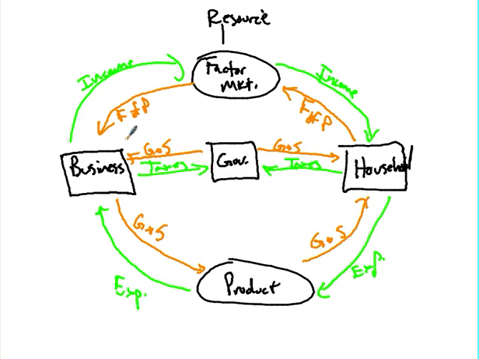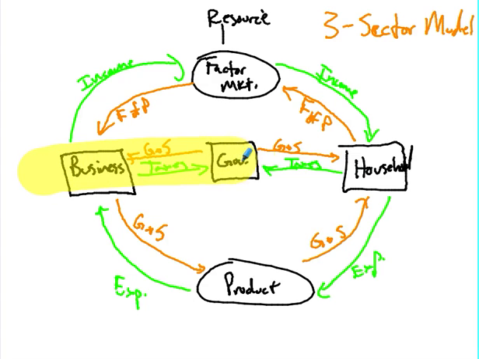So anyway, so this is our three-sector model. These are the three sectors. Let me highlight them a bit bigger. These are the three sectors: the business, the government, and the household. All right, and this is the flow.